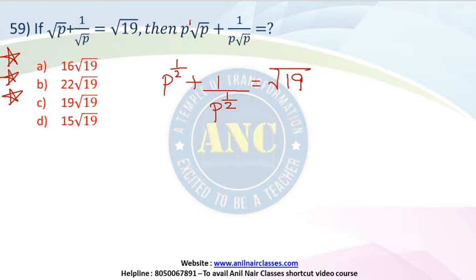This is p power 1. Root p is p power half. P power 1 into p power half is p power 3 by 2. Right? It is p power 3 by 2 plus 1 by p power 3 by 2. This is equal to how much? This is what they are asking.